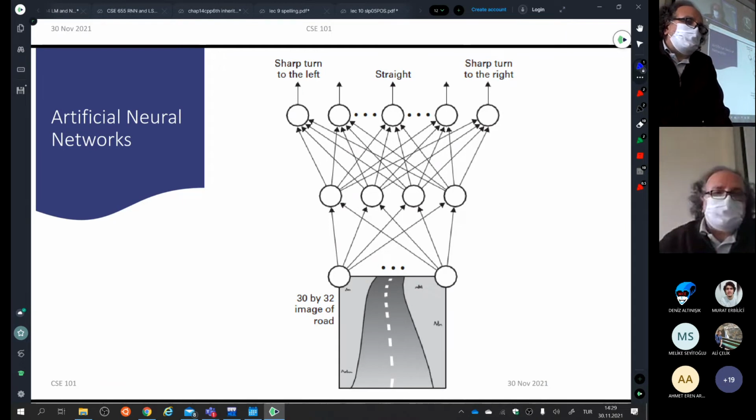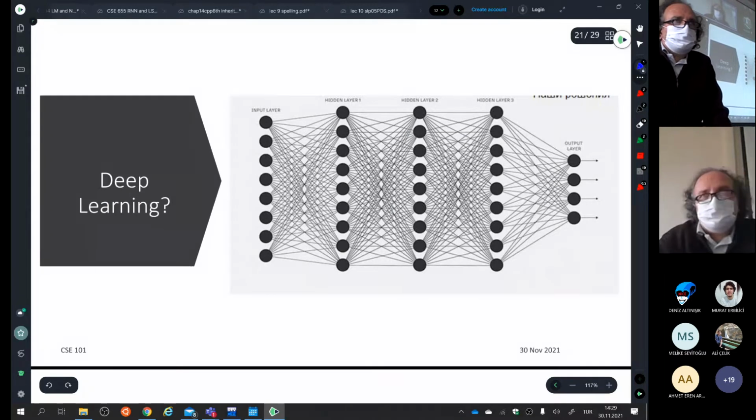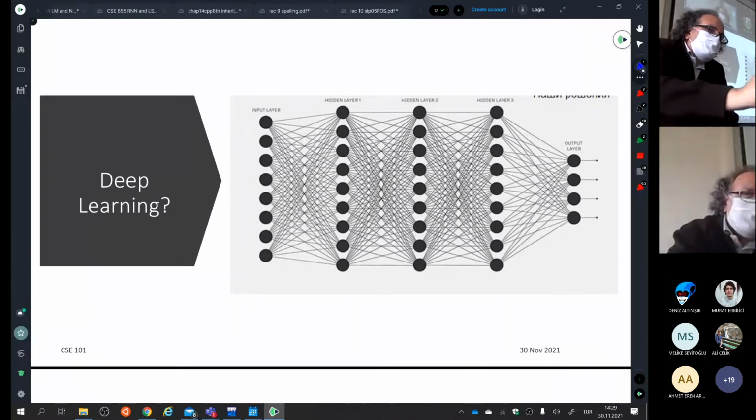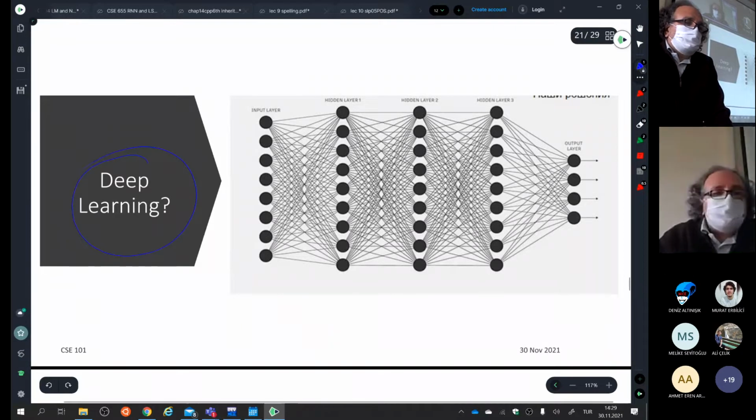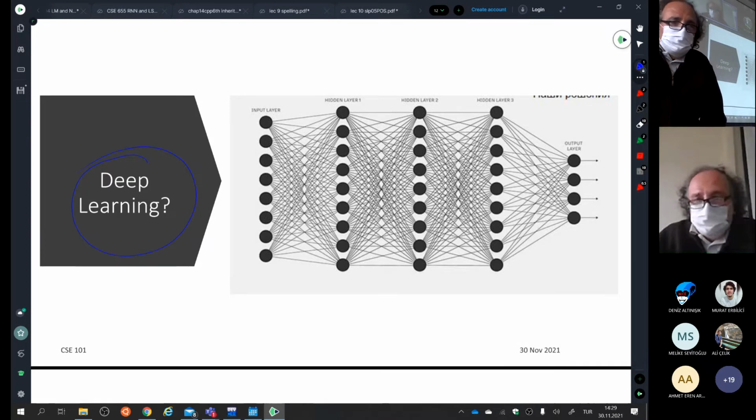So this network can be used as an autonomous vehicle. Very simplified, but it can be used there. And if I keep adding many, many layers there, then it's called deep learning. Nowadays, this is the most popular machine learning method, the most popular artificial intelligence method. All the things that you are hearing on the news, people talking about autonomous vehicles, autonomous flying machines, translators and deepfakes, deep learning is responsible for all that kind of development in artificial intelligence.